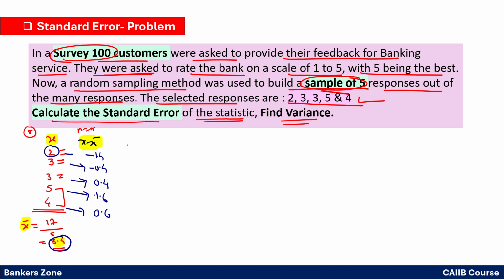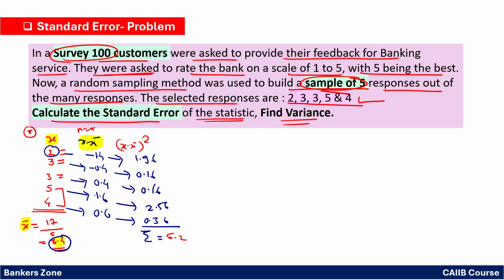In the next step, you have to do the squaring of it. That means x minus x bar square you have to find, right? So simply do the squaring. 1.4 square will be 1.96. Square of 0.4 will be 0.16. Square of 0.4 again will be 0.16. Square of 1.6 will be 2.56. Square of 0.6 will be 0.36. This is the squared value. Now simply do the total. The summation will be 5.2. So we have calculated x minus x bar square and its summation, which is 5.2.